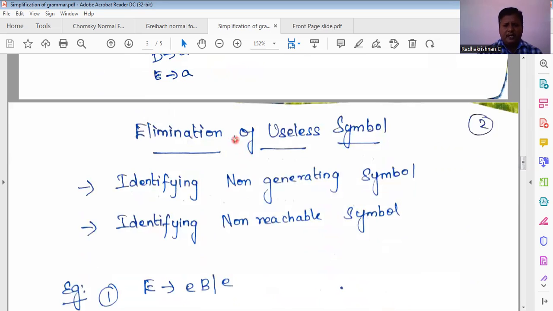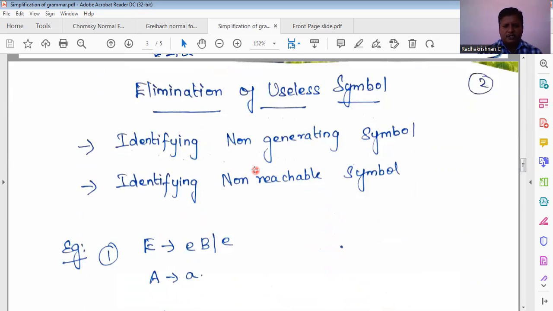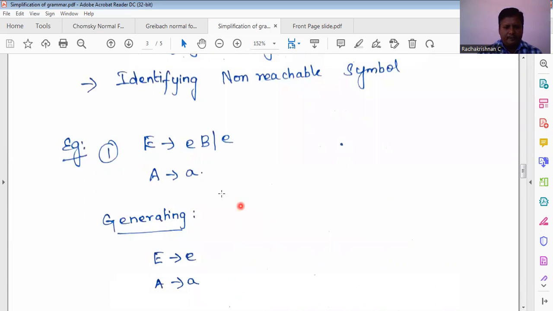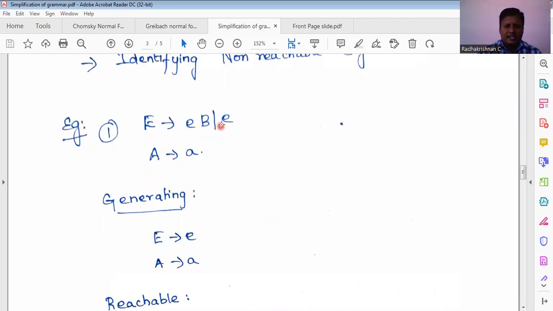Third case, eliminating useless symbols. Useless symbols will be eliminated from two points of view: identifying the non-generating symbols and identifying the non-reachable symbols. So there are two cases considered for useless symbol removal, non-generating symbol and non-reachable symbol. For example, E gives small e capital B or small e, and A gives small a. Here the generating symbols are: E gives small e, A gives small a.